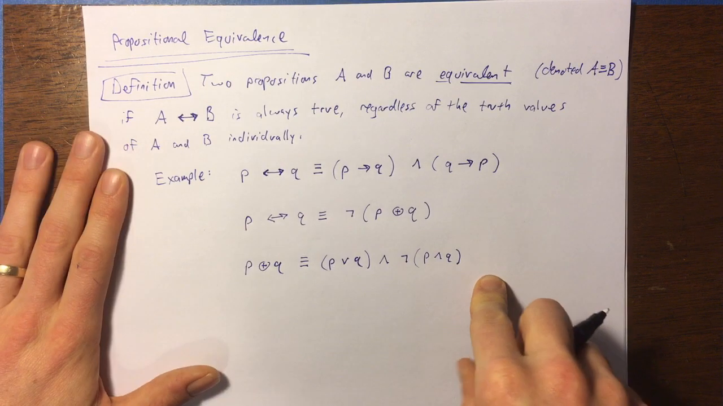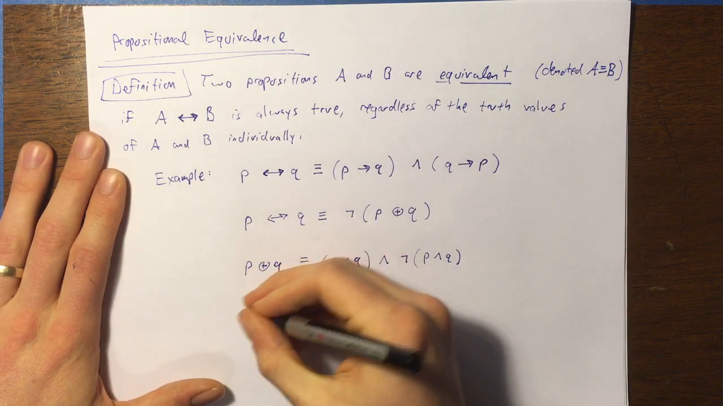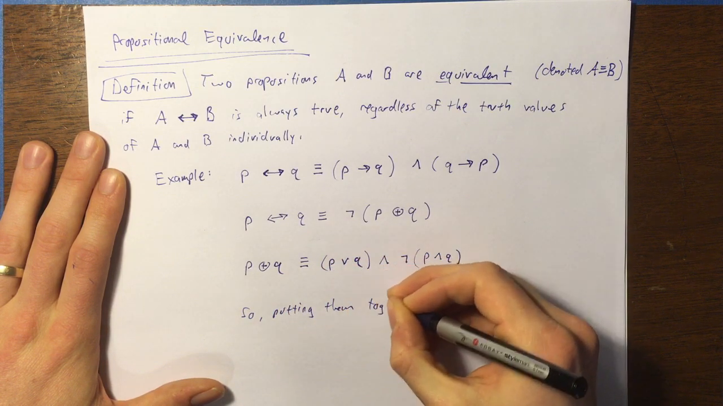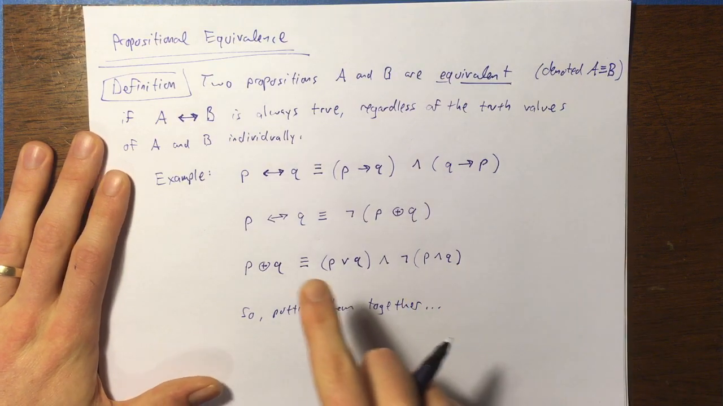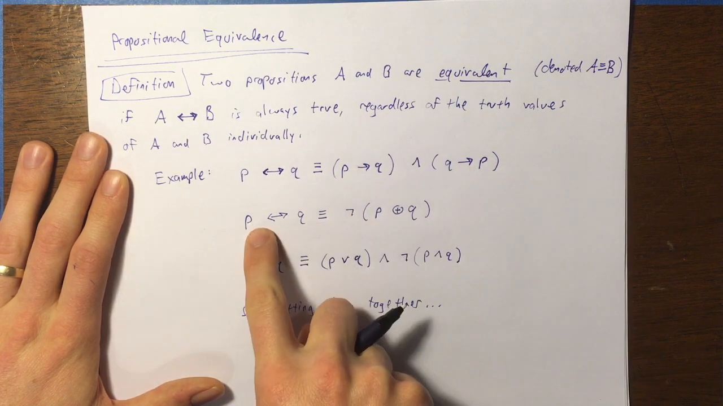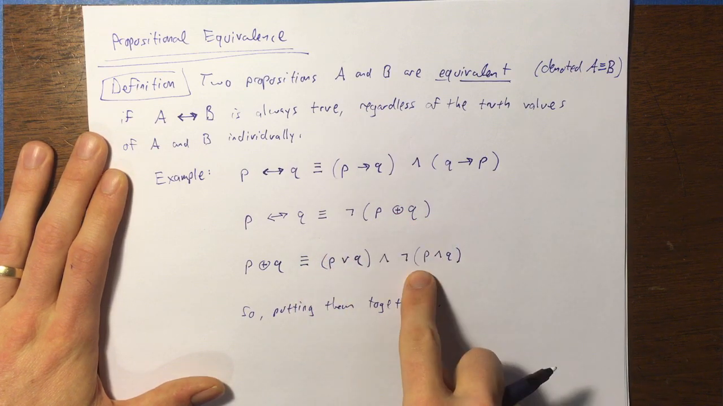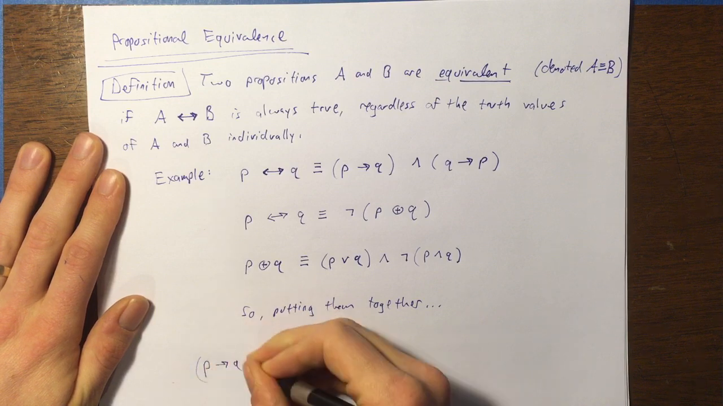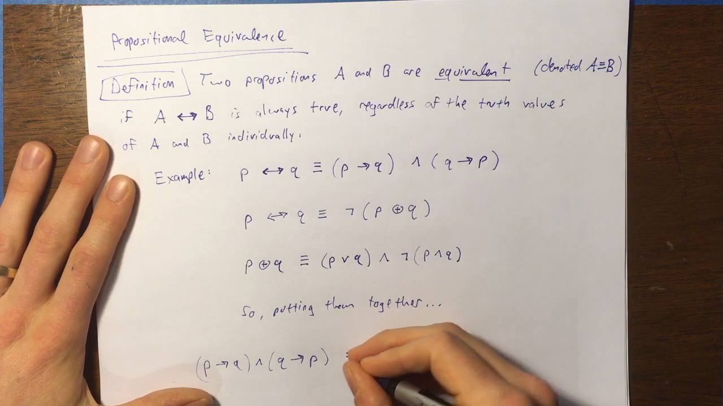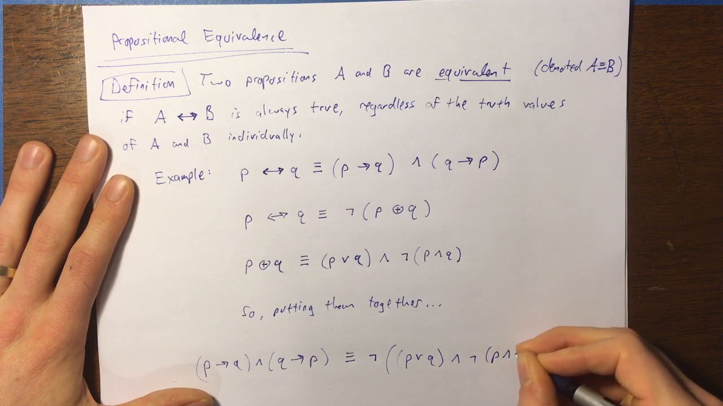So that is another valid equivalence. And then, having set up these equivalences, we can put them together to say that since P if and only if Q is equivalent to this, that must also be equivalent to the negation of P XOR Q, and the P XOR Q can be replaced by this statement. We could write P implies Q and Q implies P. It's actually equivalent to the negation of P or Q and not P and Q.